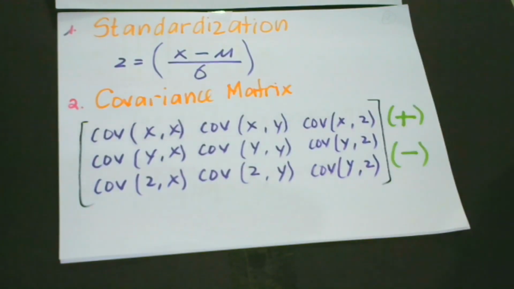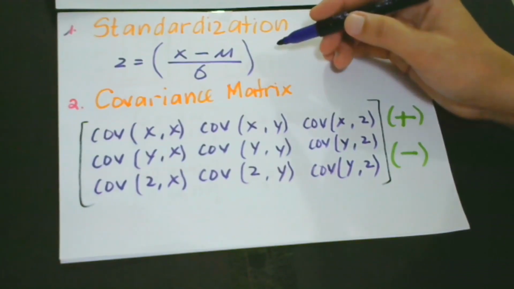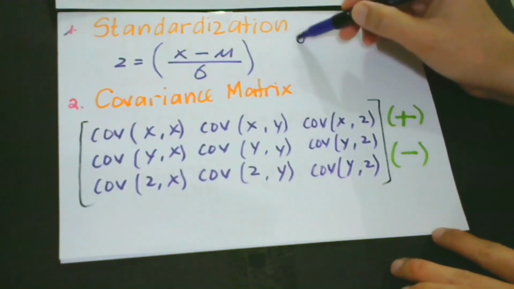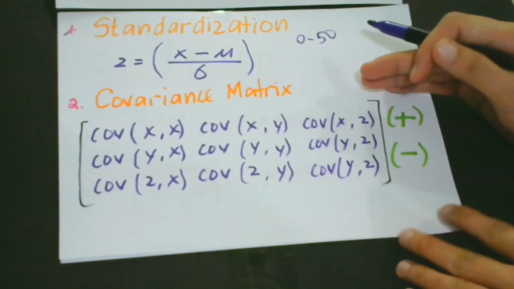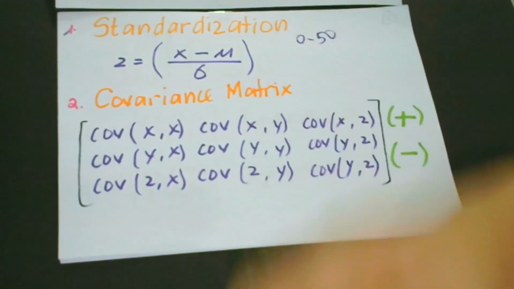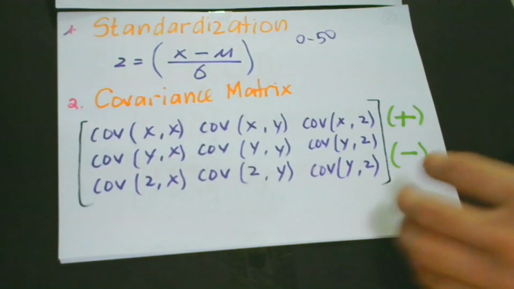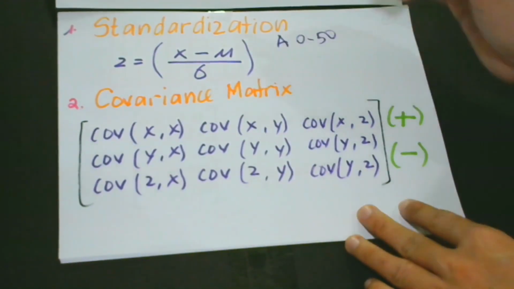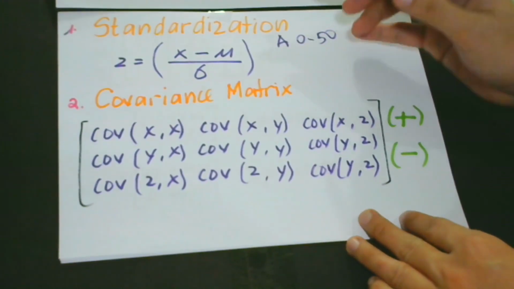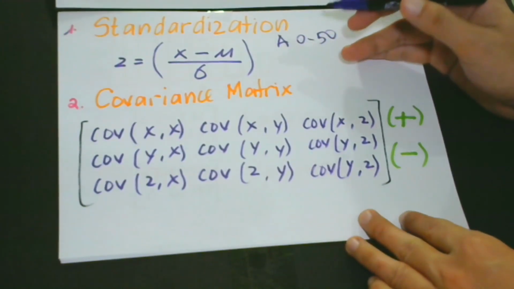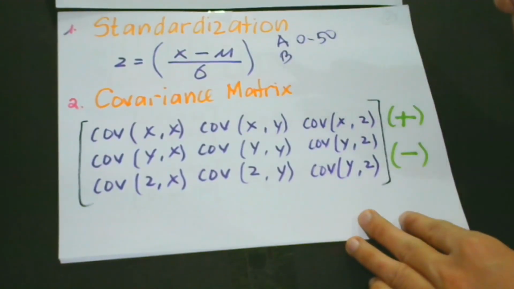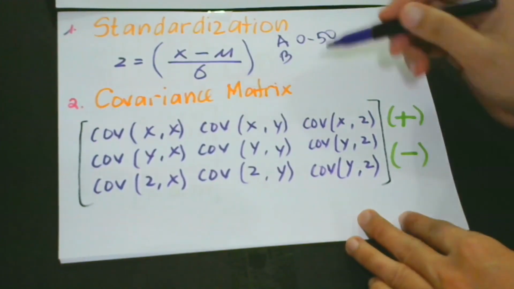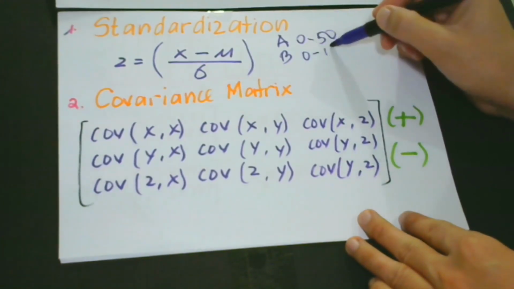For example, we have this situation. Our first variable, let's name this variable A, has a range between 0 to 50. And then we have the second variable, let's call it B. The B variable has a range between 0 and 10.